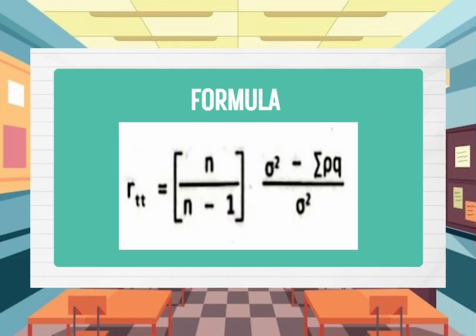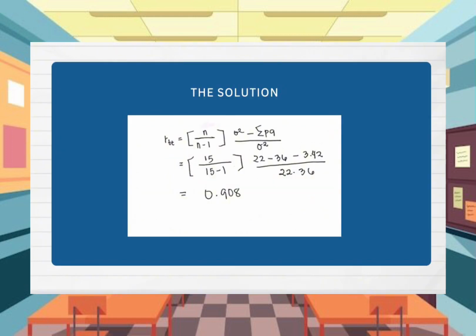So this is the formula that we are going to use: r_tt equals n over n minus 1 times the variance minus the summation of pq, over the variance. This is our solution for the question of item consistency. We just substitute the values into the formula, and we get the answer of 0.908, which indicates that this is excellent reliability.